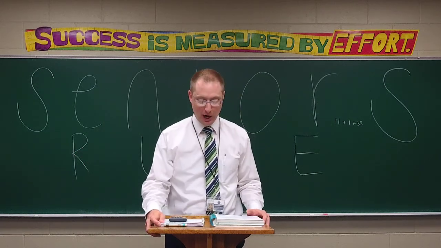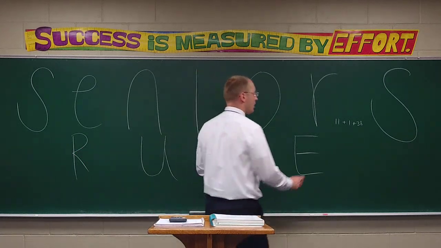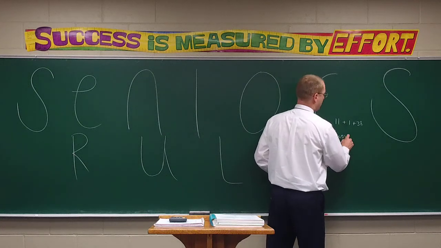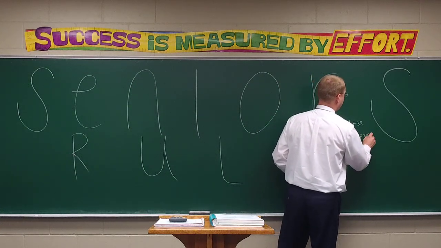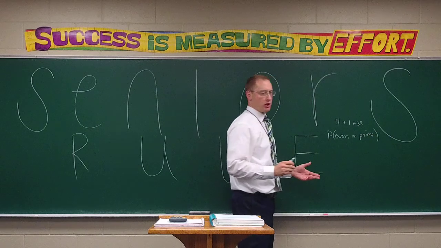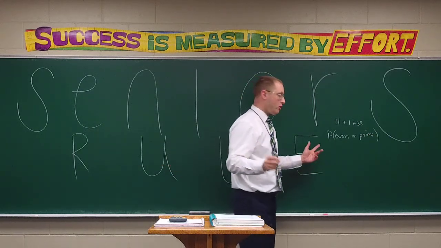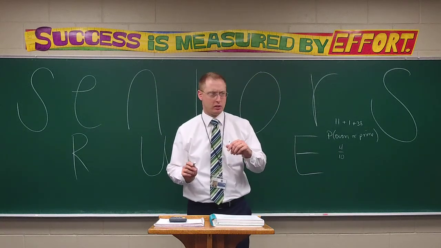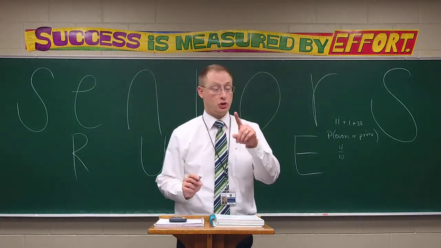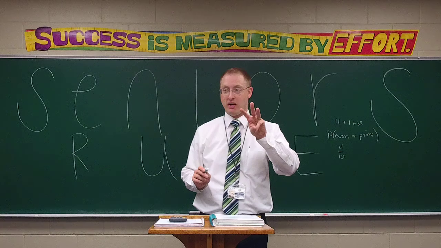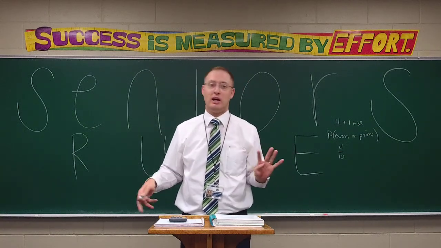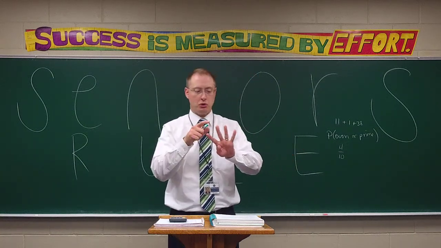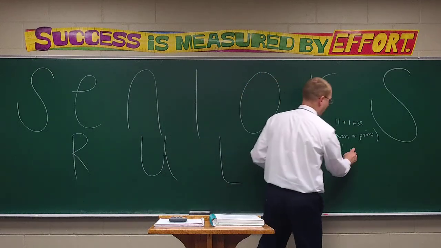Even number or a prime number. This one's interesting. The probability of even or prime. Well, how many even numbers are there, class, if 0 is not even? 4 out of 10. How many prime numbers? What are our prime numbers, class? 2, 3, 5, 7, 11, 13, 17, 19. But 2, 3, 5, and 7 are prime. So that's 4 prime numbers.